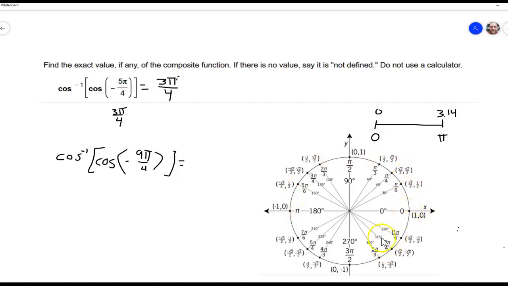So negative 9 pi over 4 is going to put me in the fourth quadrant there. So not only am I not in my correct interval there, I am not even in the correct two quadrants. I'm in the fourth quadrant down there. So we need to do some work on this one. So I'm going to go back to my calculator here.